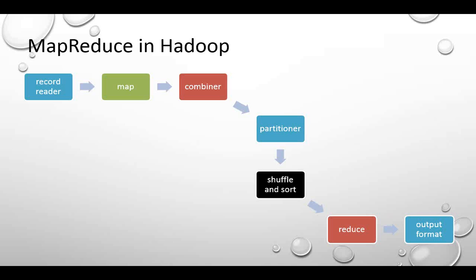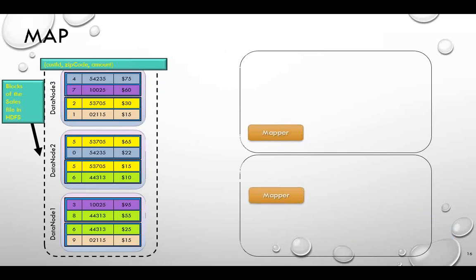Let's have a look at an example, which will give you a clear picture of how MapReduce works. Here is the example that I'm going to take. On the left-hand side, I have my blocks of the sales file in the HDFS, which has the zip code, the customer ID, and the amount. The scenario is: I want to get a sum of sales grouped by the zip code. Let's see how it works.